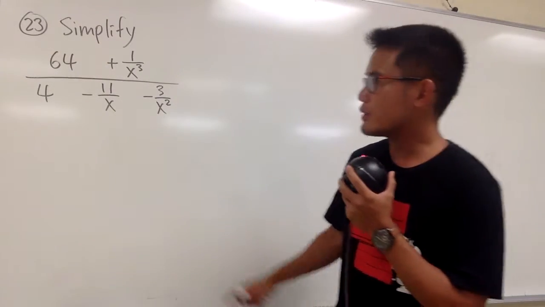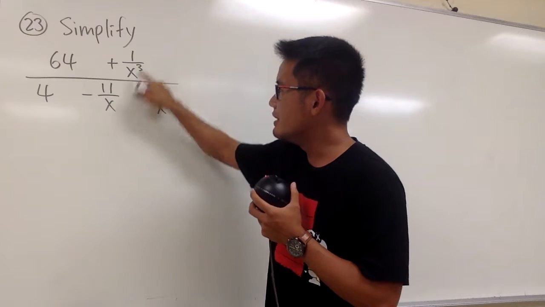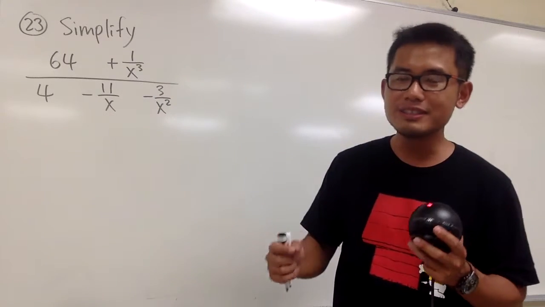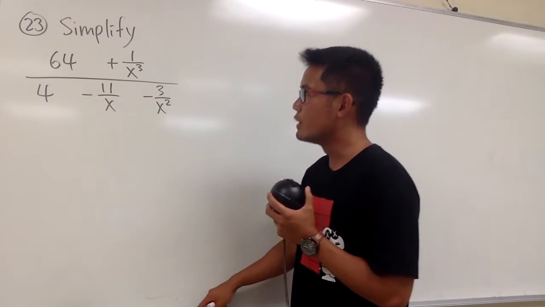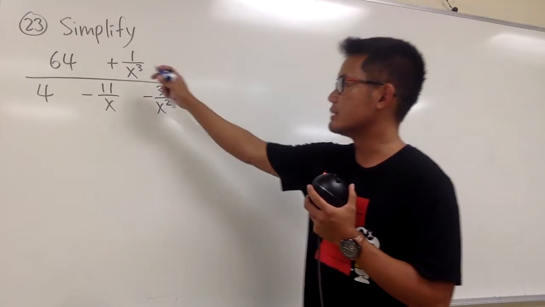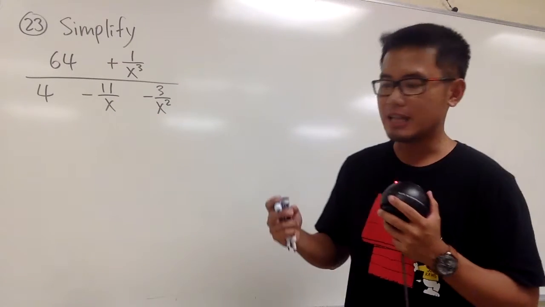Okay, for number 23, we are going to simplify this complex fraction. And you know the deal. You see that we have small fractions instead of the big fraction, right? First of all, we are going to be looking for the lowest common denominator of the small fractions, and we'll multiply everything by the lowest common denominator.